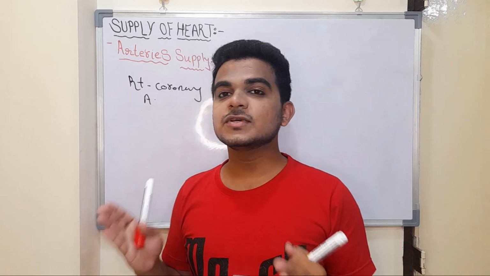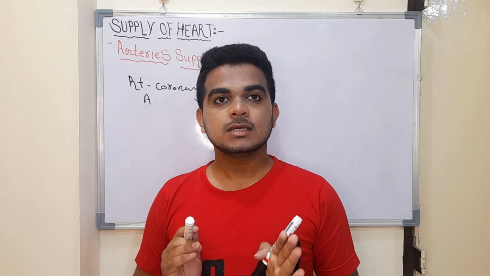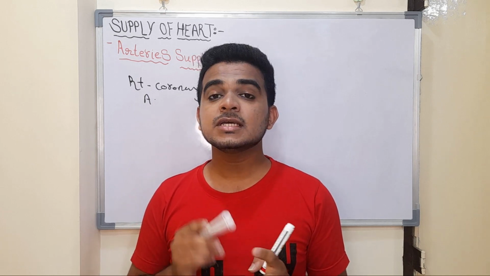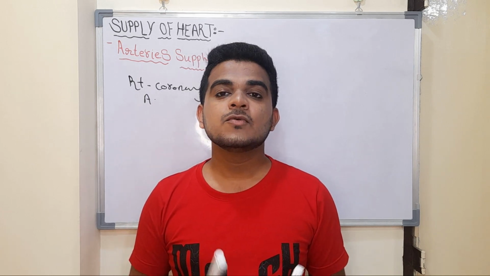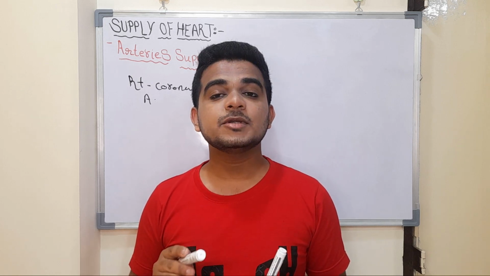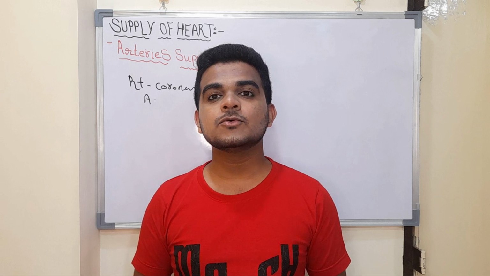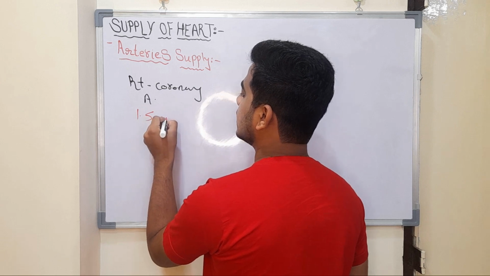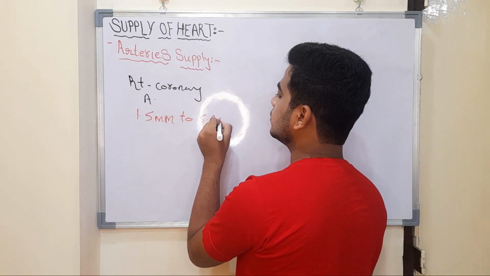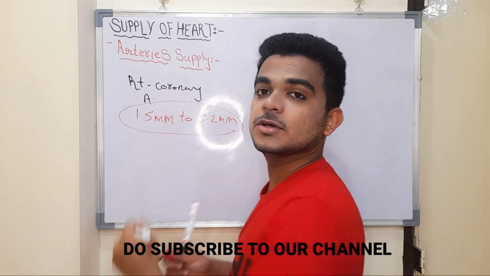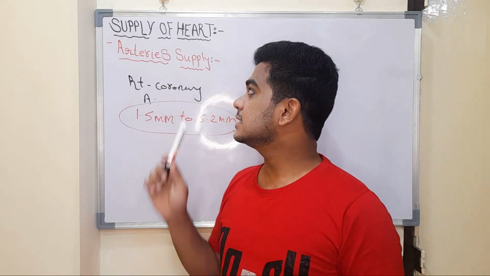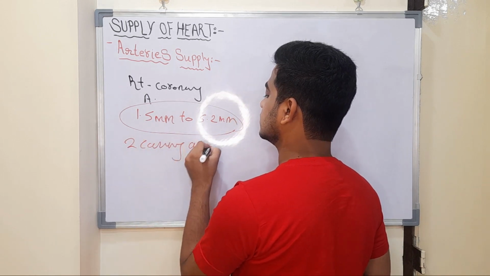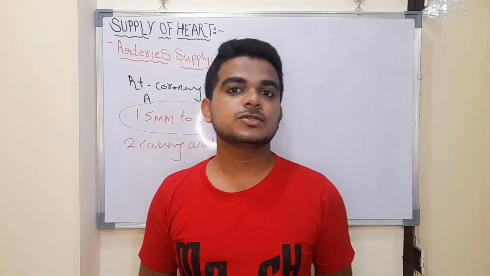So what are the features of the right coronary artery? First, we just overview each coronary artery. The coronary artery arises from the ascending aorta, from the aortic sinus. The diameter of the artery is 1.5 to 5.2 mm. This is the diameter of the artery. The heart is supplied by two coronary arteries. So this is a feature of the coronary artery.